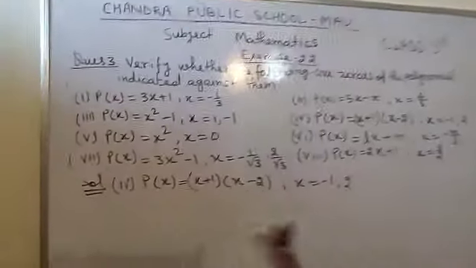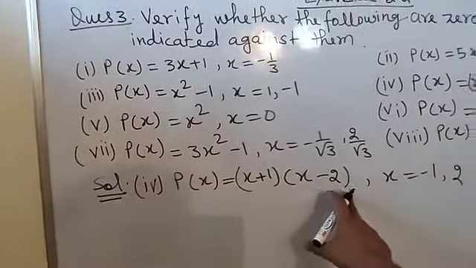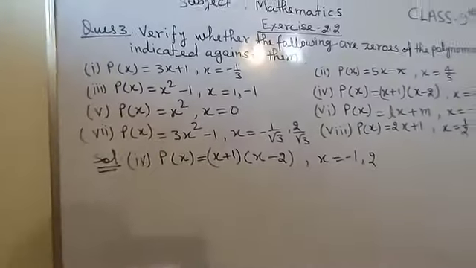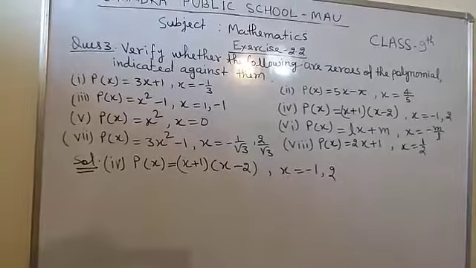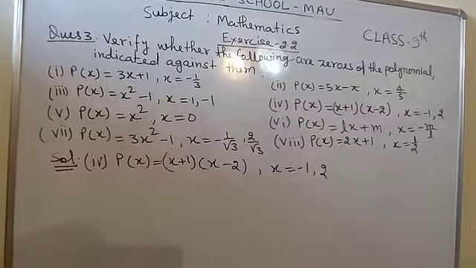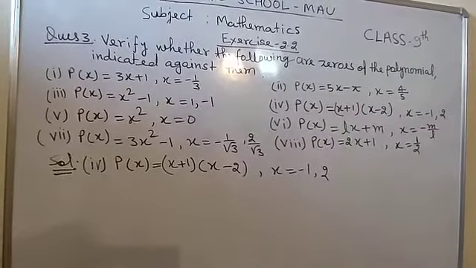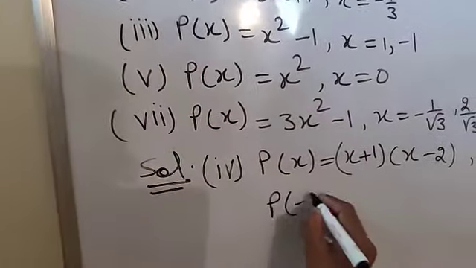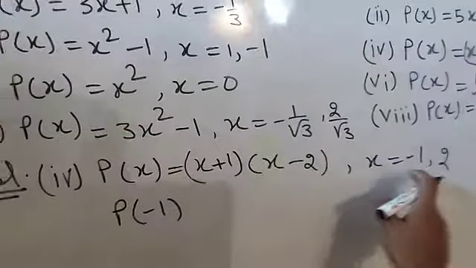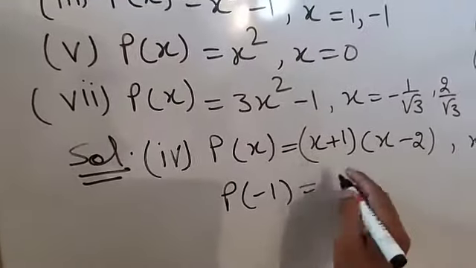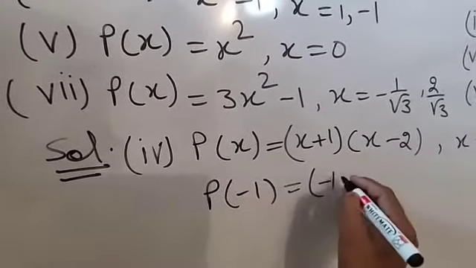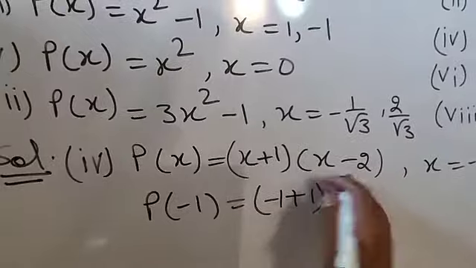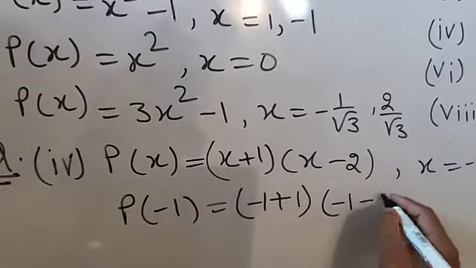The polynomial given here is px equal to x plus 1 into x minus 2, and here you are given the values of x as minus 1 and 2. So here you will check the value of that polynomial at x equal to minus 1 as well as x equal to plus 2. So first I am going to find the value of p minus 1. I will take minus 1 and put it in the place of x. So here x plus 1 will be minus 1 plus 1. Now the bracket is closed. Now here x minus 2, so here minus 1 minus 2.